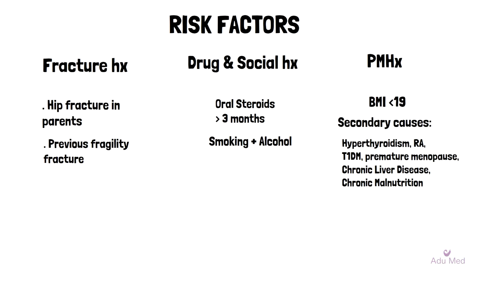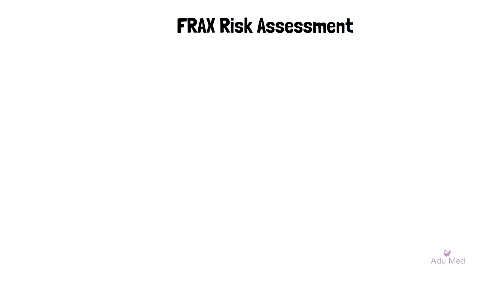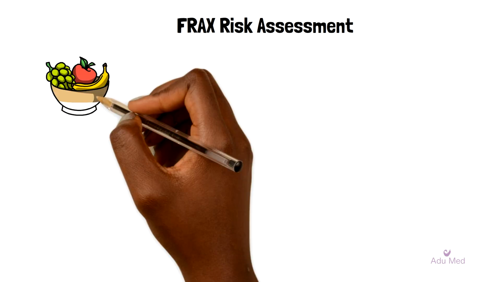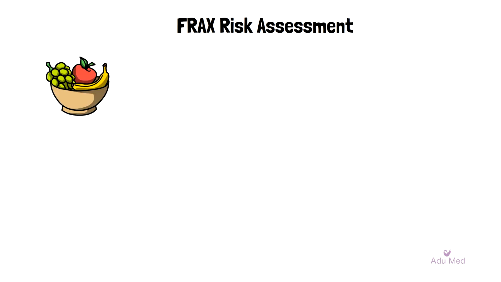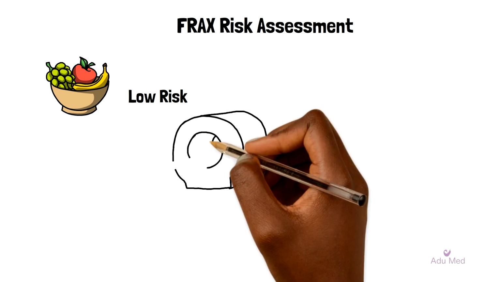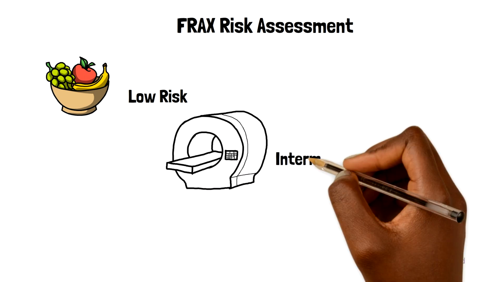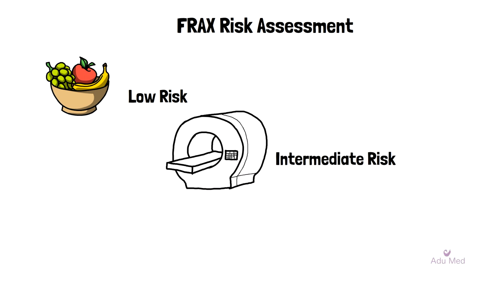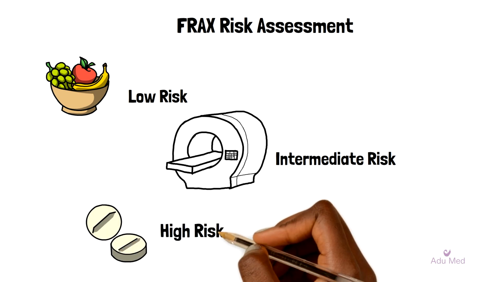So I'd now like to discuss the FRAX score. This is a risk score that is used to determine the 10-year probability of having a fracture in patients that have the risk factors we've already discussed. So possible outcomes following a risk assessment using the FRAX score include lifestyle advice if our patients are at a low risk, measurement of bone mineral density if our patients are at an intermediate risk, and also thinking about commencing treatment if our patients are at a high risk.